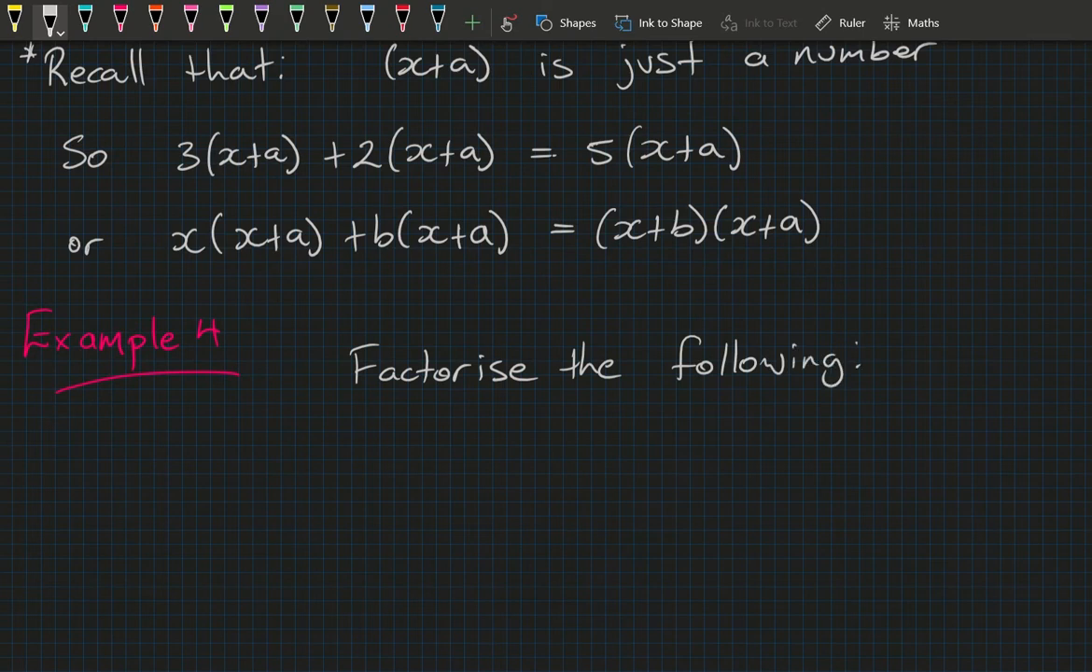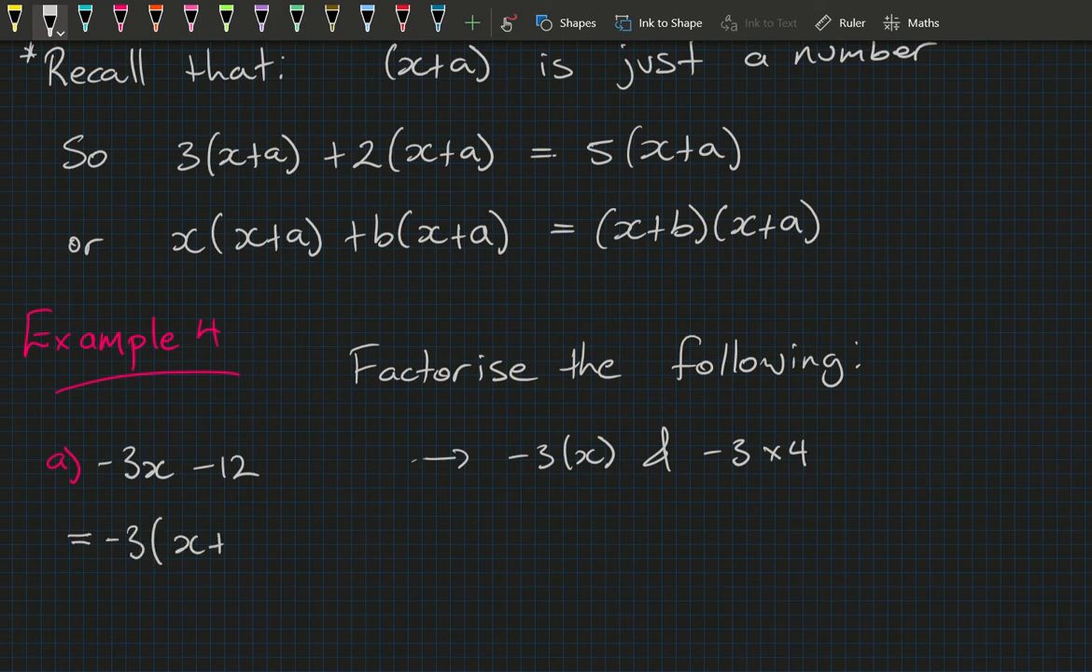In part A, we have minus 3x minus 12. And these both could be rewritten as minus 3 times x and minus 3 times 4. So clearly minus 3 is the common factor. So taking that out the front, we have minus 3 times (x plus 4). And in a question like this, you really do need to be careful with those negatives.